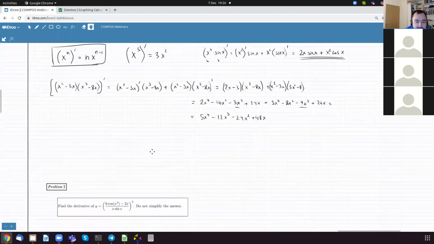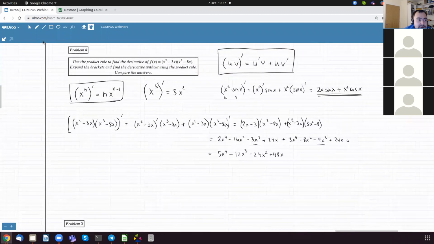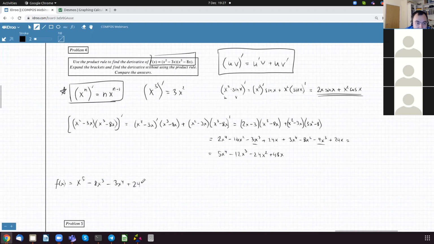Now let's try finding the derivative using the standard way, just using this formula. So we expand the brackets. It is a bit tedious. I'll try to do it quickly. So I'm taking f of x and just expanding. X to the power 5 minus 8x cubed minus 3x to the power 4 plus 24x squared.